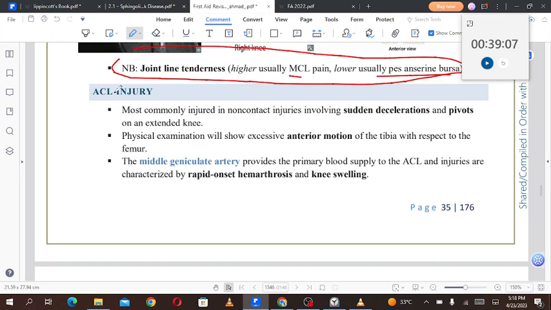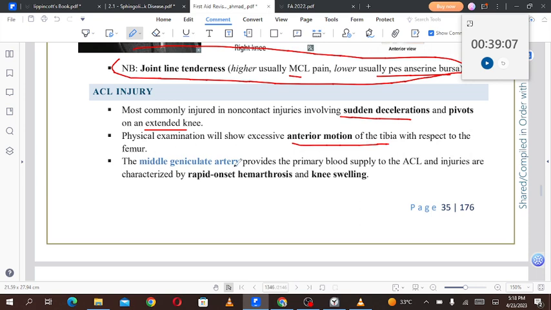Now moving forward to anterior cruciate ligament injury, most commonly injured in non-contact injuries involving sudden decelerations and pivots or an extended knee. The anterior cruciate ligament does not allow anterior dislocation, right? Whenever the leg is extended, the femur has a chance to be dislocated anteriorly. So if there is an injury when the person has the knee joint in extension, that can cause anterior cruciate ligament damage. Physical examination will show excessive anterior motion of the tibia with respect to the femur.